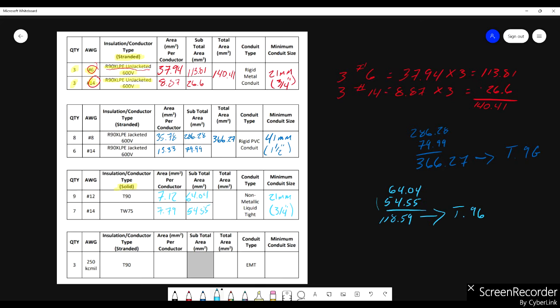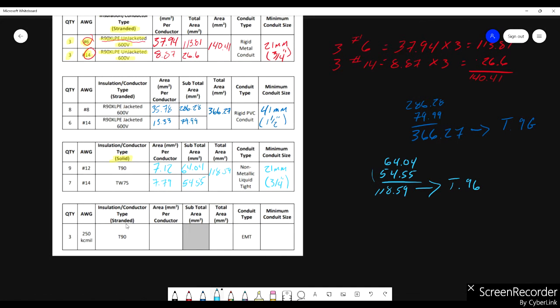Okay, so exact same steps. The only curveball on this one was, hey, we're not doing stranded conductor, we're using a solid conductor. And even I almost got tripped up on that one, but I caught it before I went through with it. 118.59 should be in here. Okay, next one.